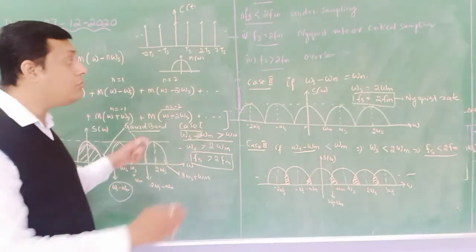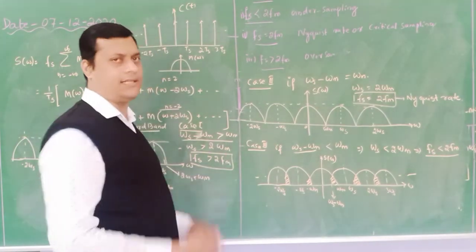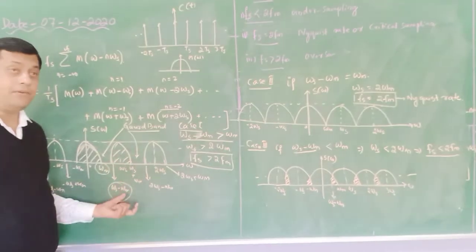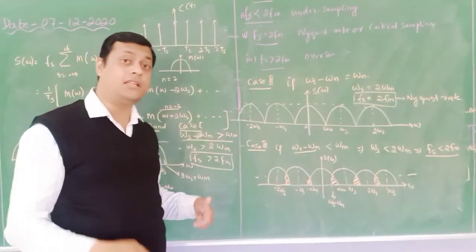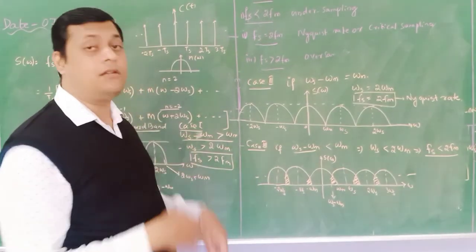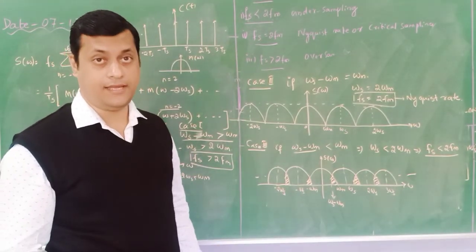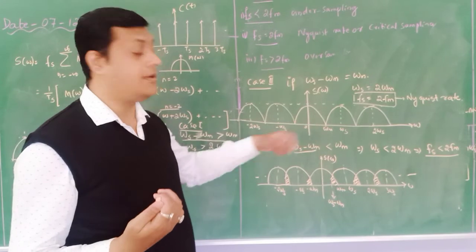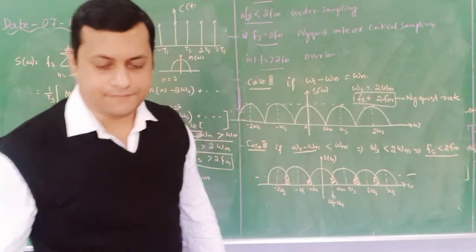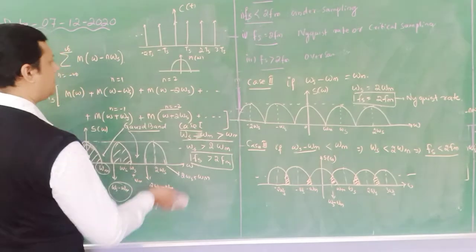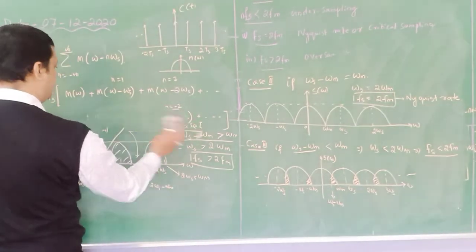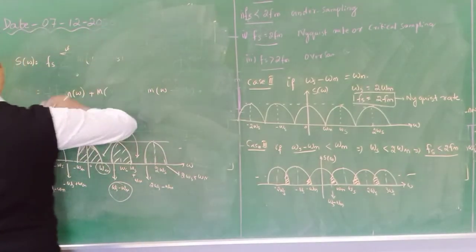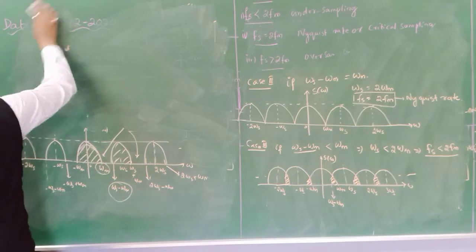Now we will discuss how to extract this signal from this sampled signal, and why it is justified that oversampling and the Nyquist criterion are used for extracting the original message signal if it is sampled at a certain frequency, but why it is not possible for undersampling. That we will see. I will not erase this spectrum because our filter will extract the information, as we will see.